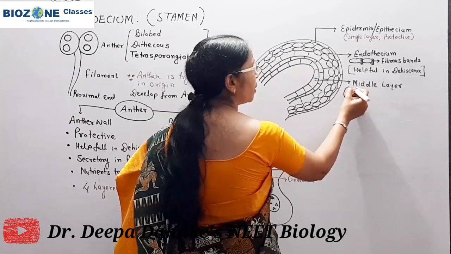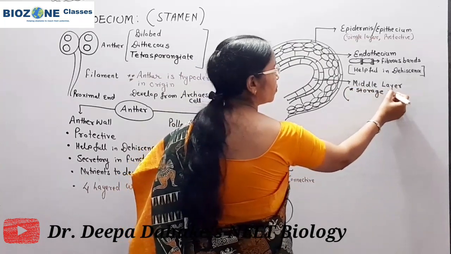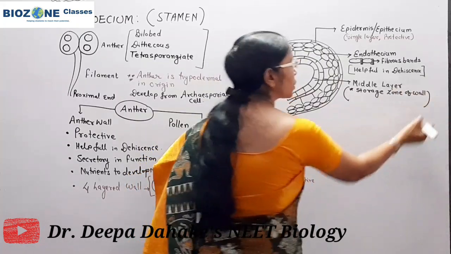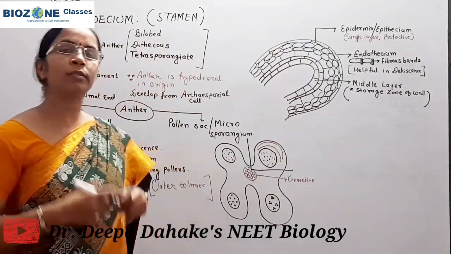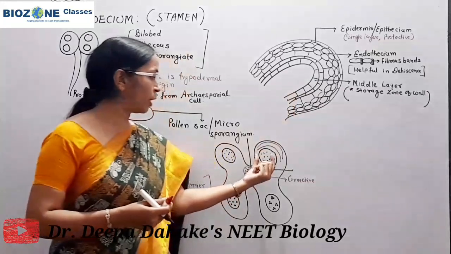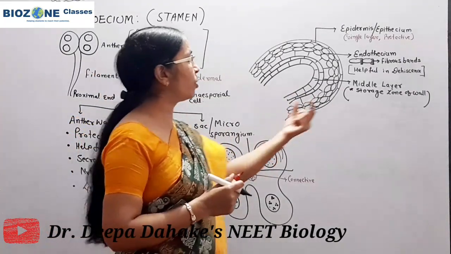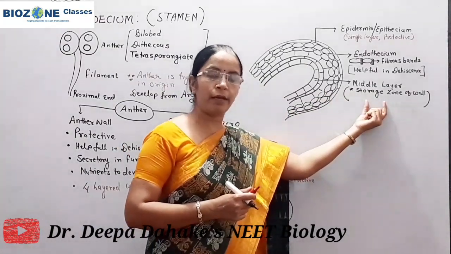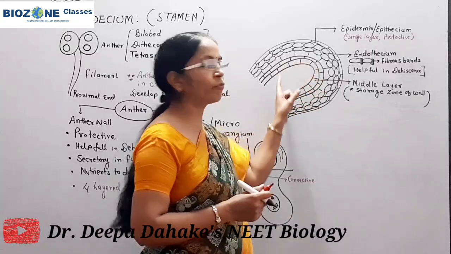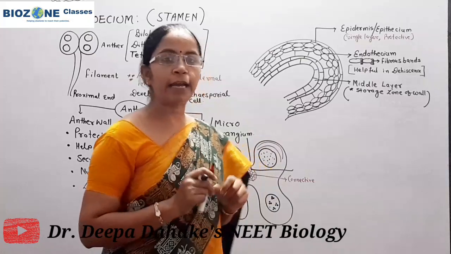This layer is called the storage zone of the anther wall. Why is this called the storage zone? Because the food required for the developing microspores inside the sporangium is stored inside the middle layer. That's why, because of the deposition of food, the cells of this layer become flat in shape.